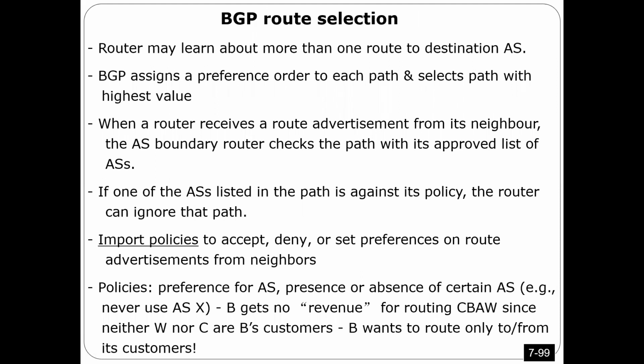BGP route selection. We are going to select routes here based on policy. A router may learn more than one route, and then you can make a preference among these routes. So I can have multiple options. Then I'm going to prefer this one, and if this one fails for some reason, I can use another one, and so on. So we need to check here if this path is approved, with the list of approved ASes.